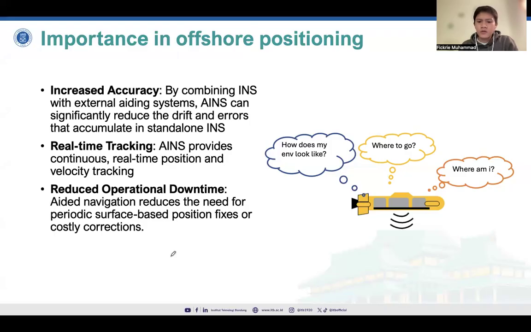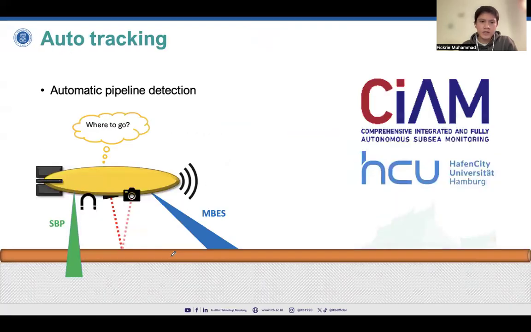If we're going to talk about the AUV itself, the AUV will have three basic problems: how does the environment look like? How is the AUV navigating in the open area, and where to go and where am I? This is basically the most important thing: which state the AUV currently is in, and for the next stage where it should go, right?